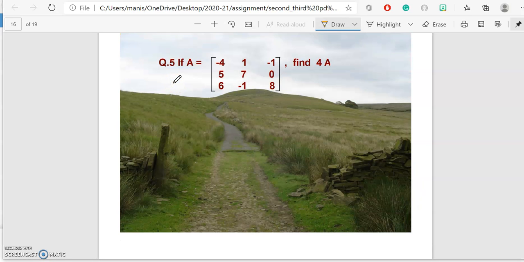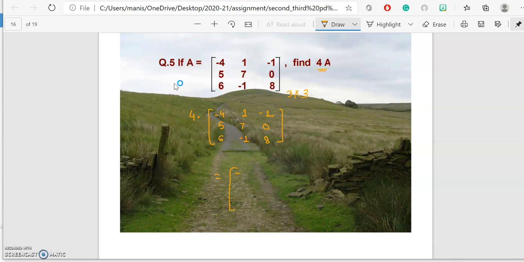Next: if A is equal to this matrix, find 4 times A. First of all, let's find the order of this matrix. How many rows are there? This is the first row, second row, and third row, so I write 3 first. How many columns? 1, 2, and 3. So the order of this matrix is 3 by 3. Order and dimensions are the same term, with the same meaning. Now I have to do 4 times this matrix: negative 4, 1, negative 1, 5, 7, 0, 6, negative 1, 8. I will multiply all of them.